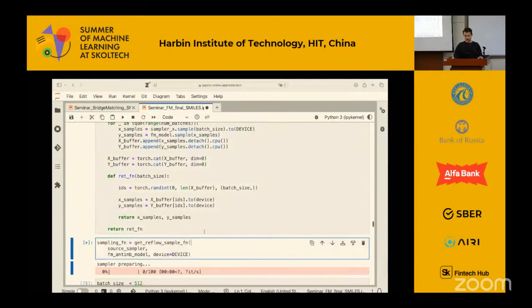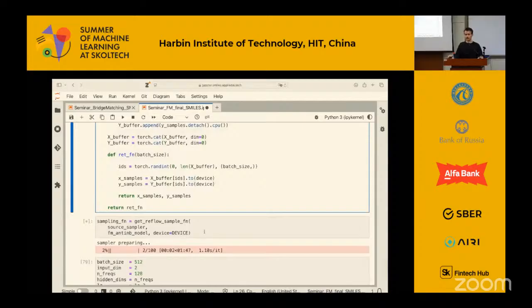And then what we want here is to construct this new dataset. You can see that it takes some time, like 1.5 minutes. So the first flow matching was trained faster than we generate the dataset for training rectified flow. So yeah, rectified flow is quite expensive.